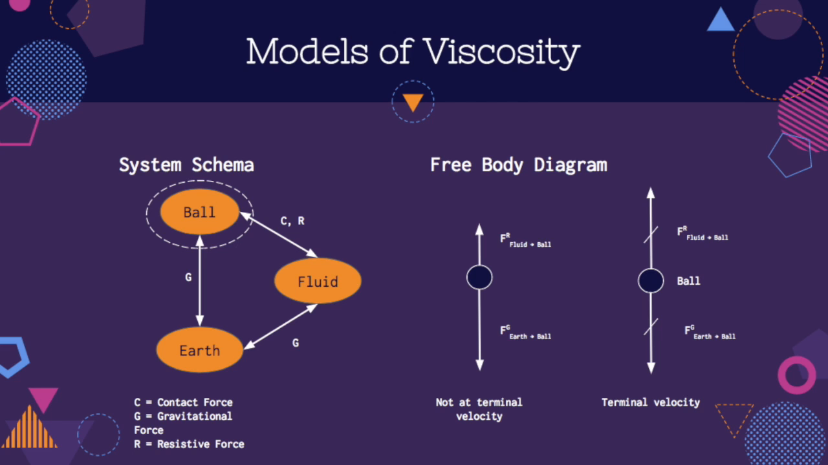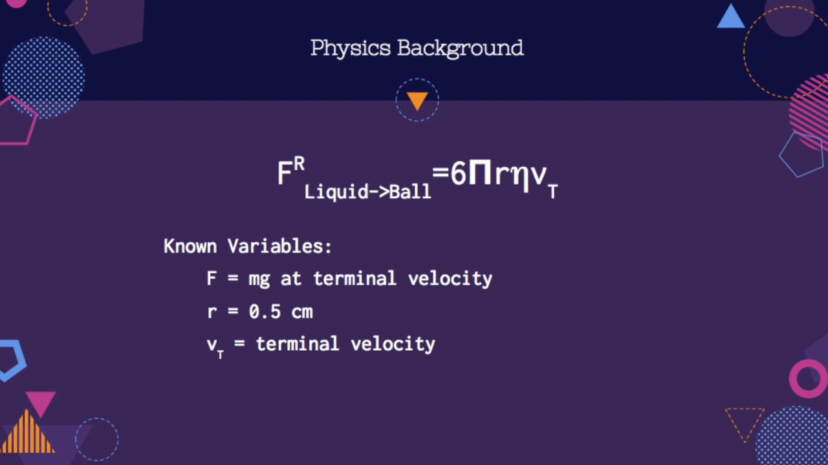As shown in the free body diagrams, if the ball reaches terminal velocity, then the gravitational force is equal in magnitude to the resistive force. When terminal velocity is reached, the object has a constant speed and is not accelerating, so the net force is zero. Before the object reaches terminal velocity, the downward force of gravity exceeds the upward resistive force, so the net force is not zero and the object is accelerating.